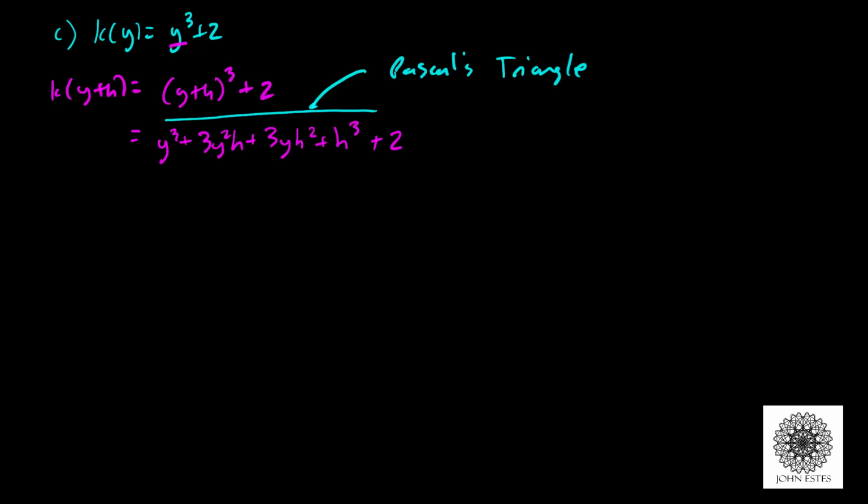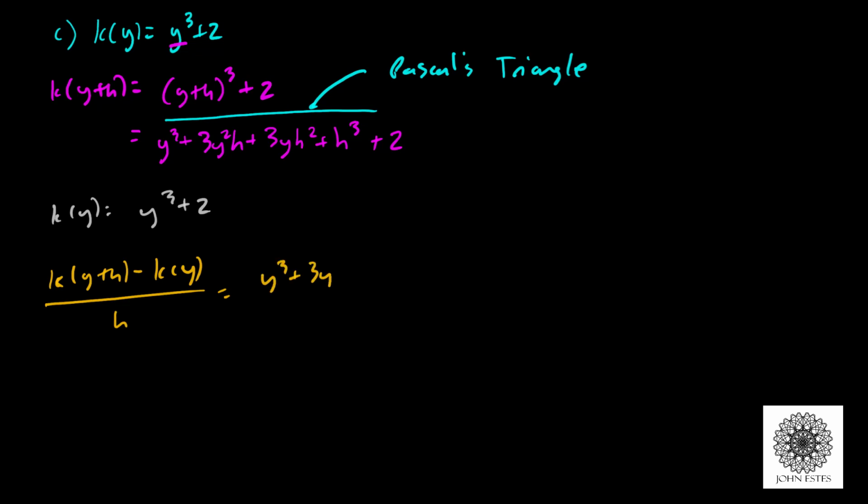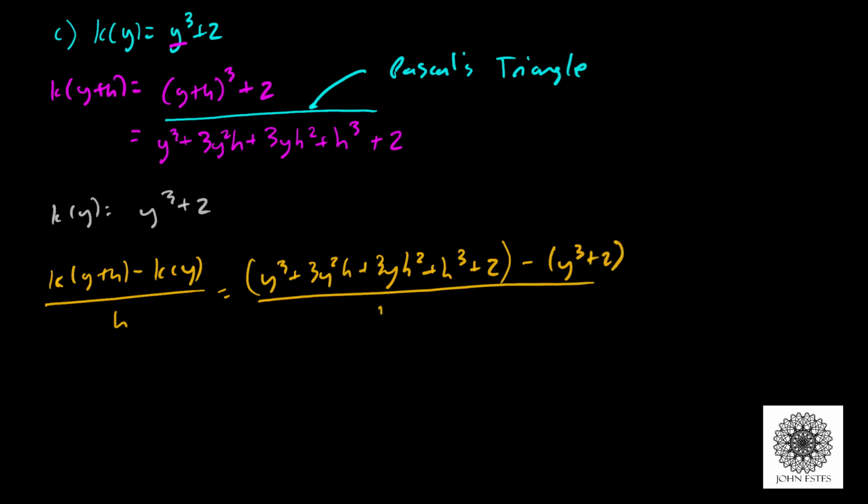Okay, now secondly, I need k of y, which is something we already had, which is y cubed plus 2. So finally, when I want to do my difference quotient, which is k of y plus h minus k of y all over h, that's going to be this y cubed plus 3y squared h plus 3yh squared plus h cubed plus 2, all of that minus y cubed plus 2, and all of that's divided by h.